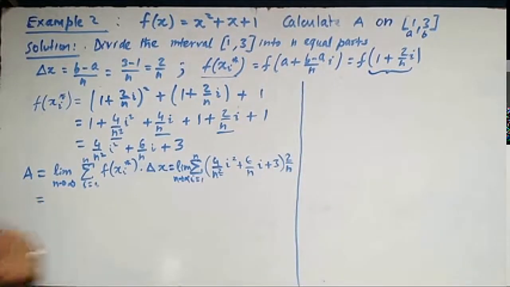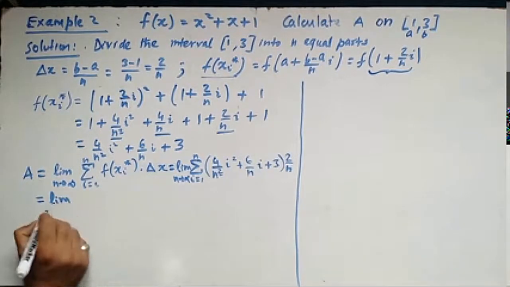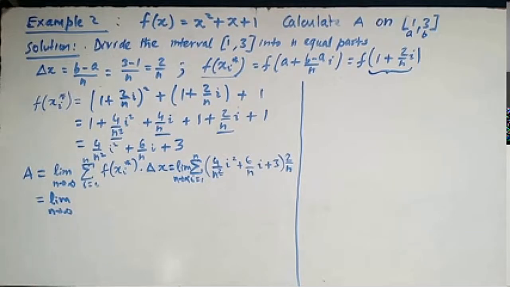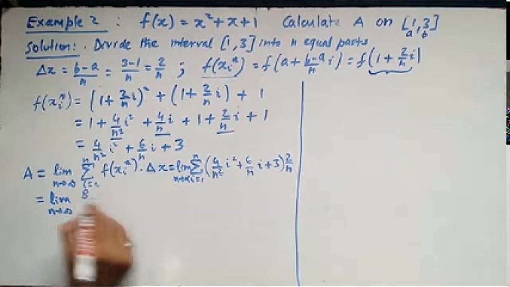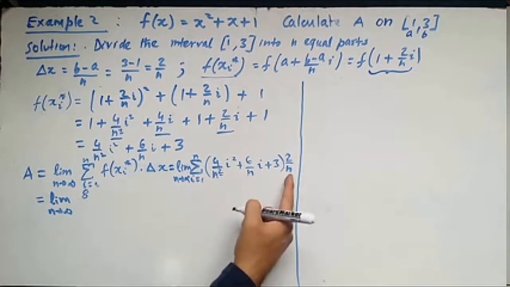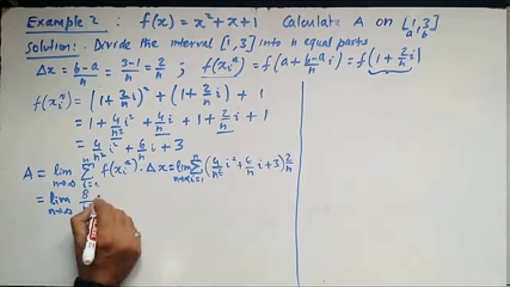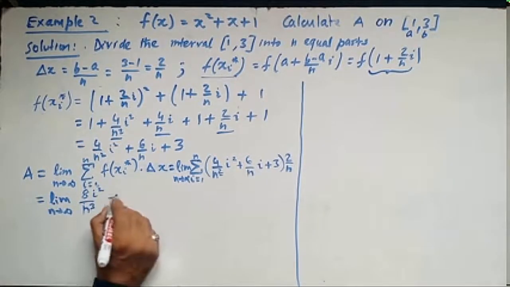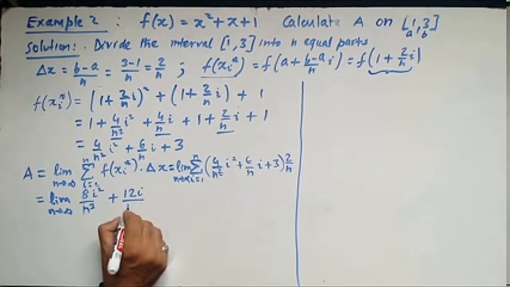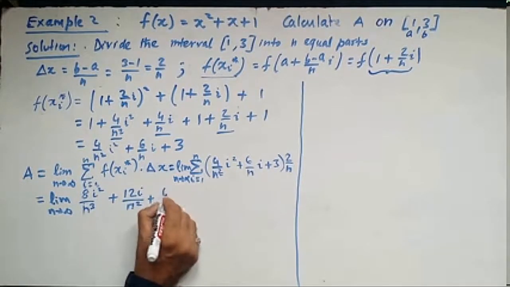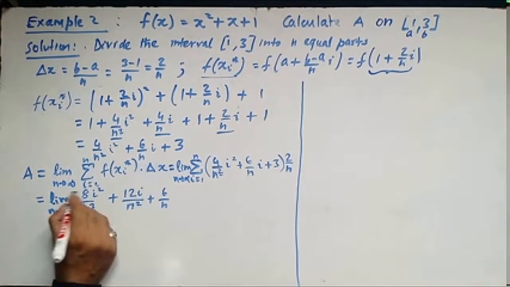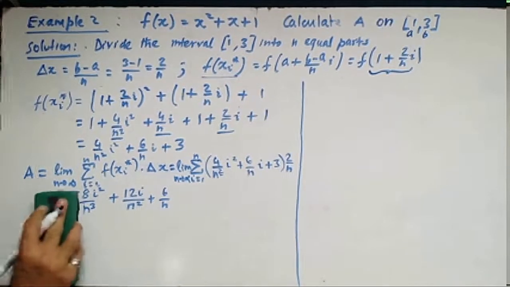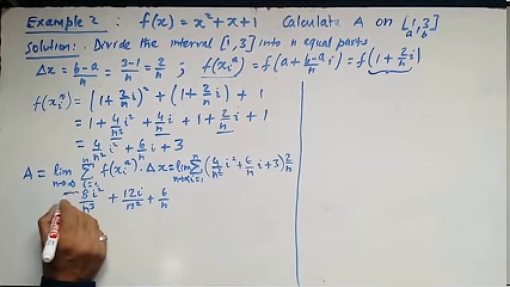So now it's just a question of expanding and finding out. So this becomes limit as n tends to infinity. This is 4 into 2, that is 8. 8 by n squared, and n squared times n is n cubed, into i squared, right? Plus 12 i by n squared plus 6 by n. Okay, so this is what happens. Limit, and again we have to write the summation symbol before that.